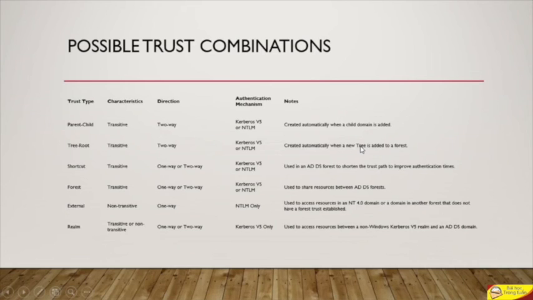Now, here are all the possible trust combinations that we talked about. Here we have the trust types, which is what we talked about earlier: parent, child, tree, root, shortcut, forest, external, realm. And then we have the characteristics, which is transitivity, could be a better heading for that. So we have transitive, non-transitive, and then there's some that could be transitive or non-transitive. And then we have the direction, which is two-way, one-way, or it could be two-way or one-way. Then we have the authentication mechanism, which isn't too important for you to know off the top of your head. Kerberos version 5 is what we talked about earlier. And then NTLM would be the authentication mechanism that Active Directory uses.